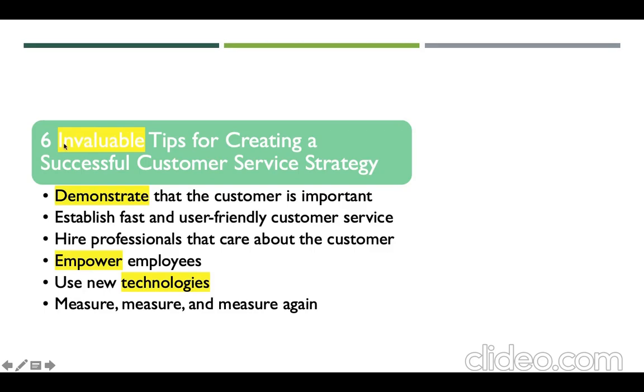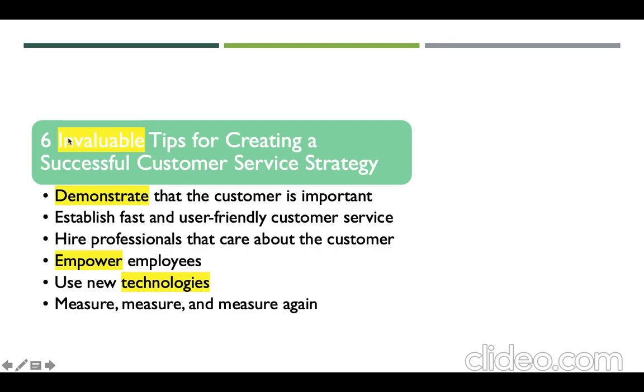So the big heading, the main heading, 6 invaluable tips for creating a successful customer service strategies. So you see 6. Number 6 is what we call a signal word. What is a signal word? A signal word is a word that tells you the number of points that will be made in a talk or in an article. So now we know we're going to learn 6 tips.